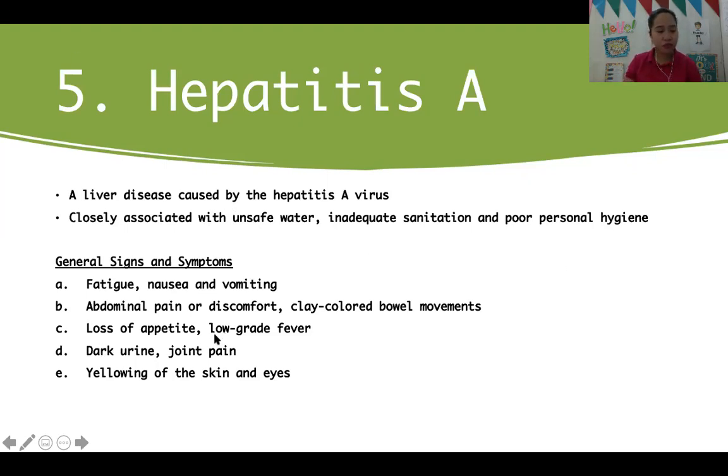Okay? So general signs and symptoms, you will have fatigue, nausea, and vomiting, abdominal pain or discomfort, clay-colored bowel movements, loss of appetite, low-grade fever, dark urine, joint pain, masakit yung mga kasukasuan mo, yellowing of the skin and eyes. Oh, this is actually one of the common signs. Pag nag-yellow yung skin mo and your eyes, they will say that you are a candidate of HEPA. Okay? So, pa-check up ka na para maagapan.